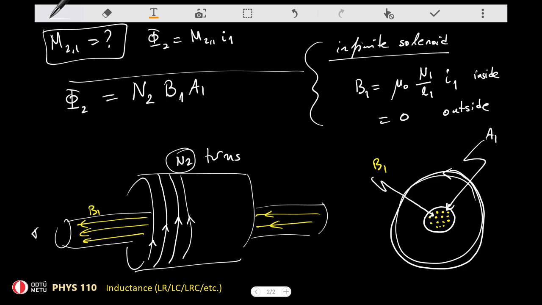All we need to do now is to express everything in terms of the currents and then read the coefficient. So we already know what B1 is. It's given by this expression. So therefore, this is N2 times mu0 N1 divided by L1 I1 times A1.